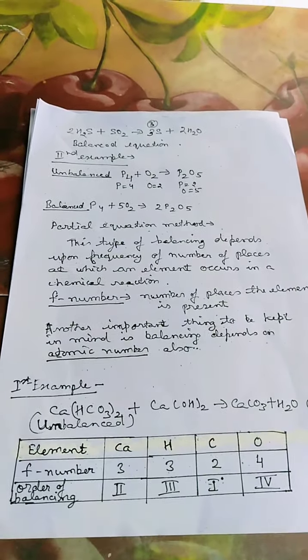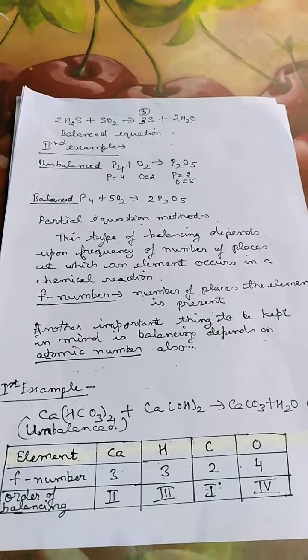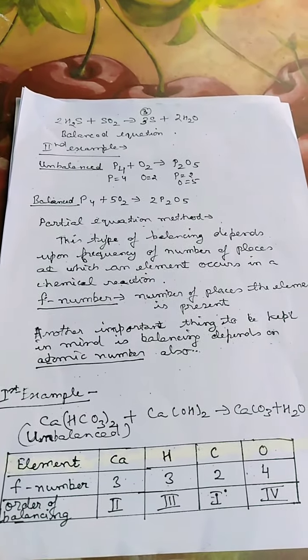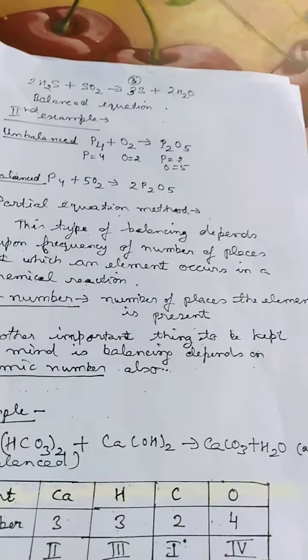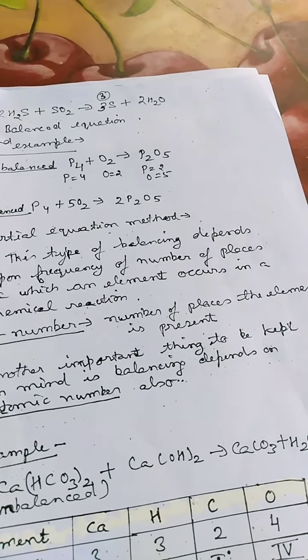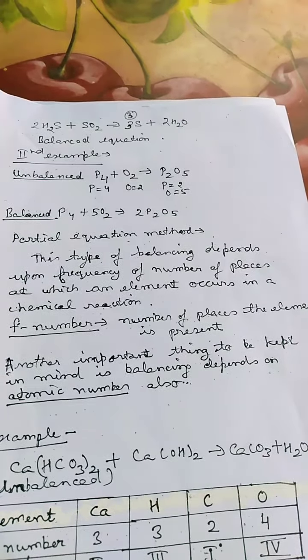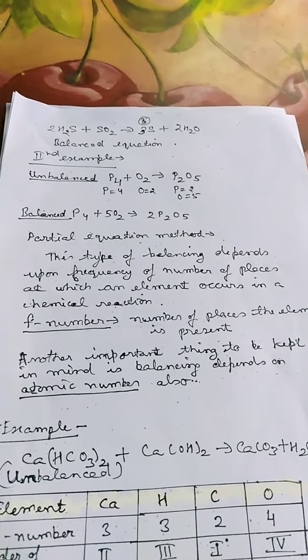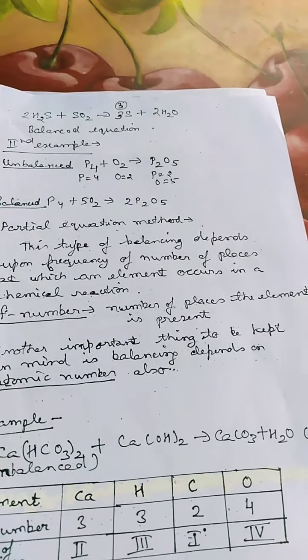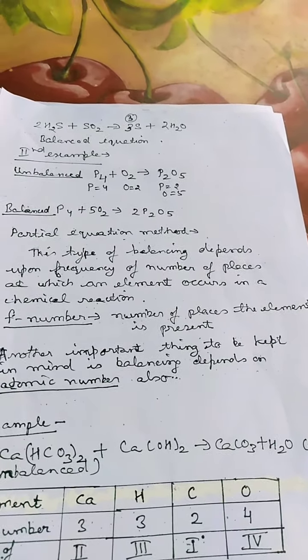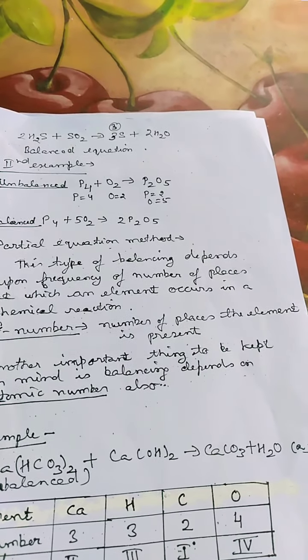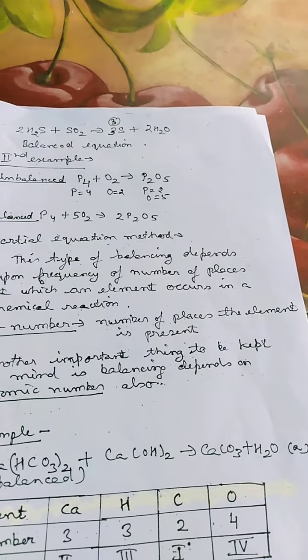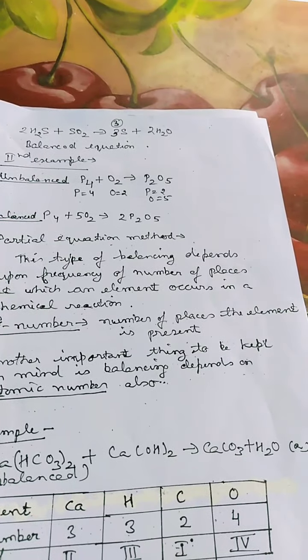Another example we are having of an unbalanced equation, which is P4 plus O2 gives P2O5. Here on the left hand side of the equation phosphorus atoms equal 4 and oxygen atoms equal 2, and on the right hand side we are having phosphorus 2 atoms, oxygen 5 atoms.